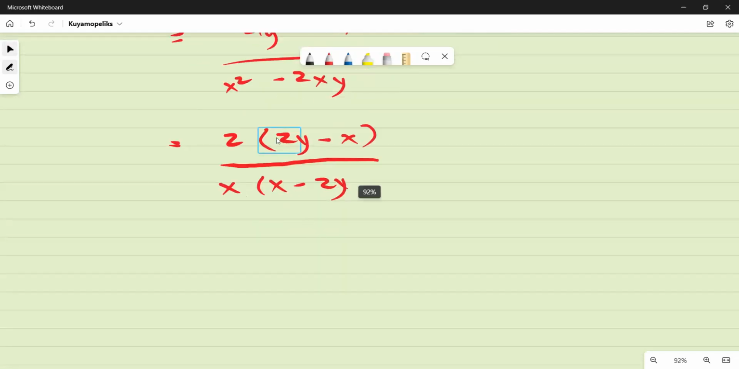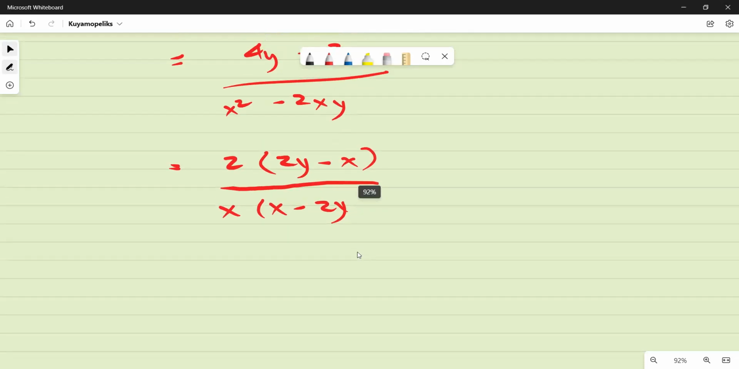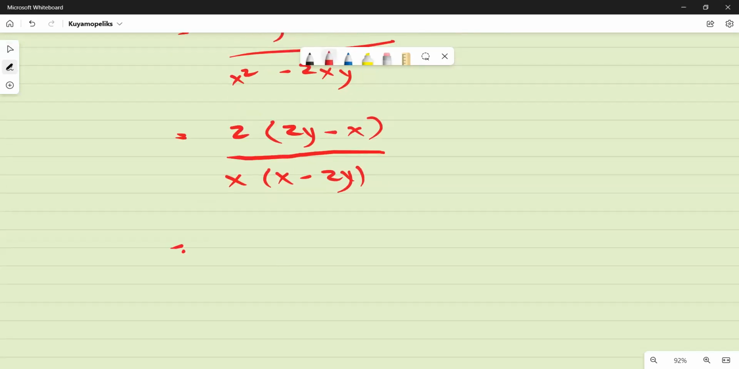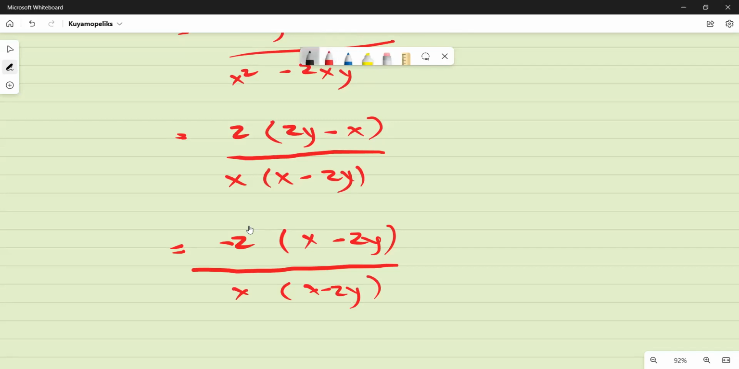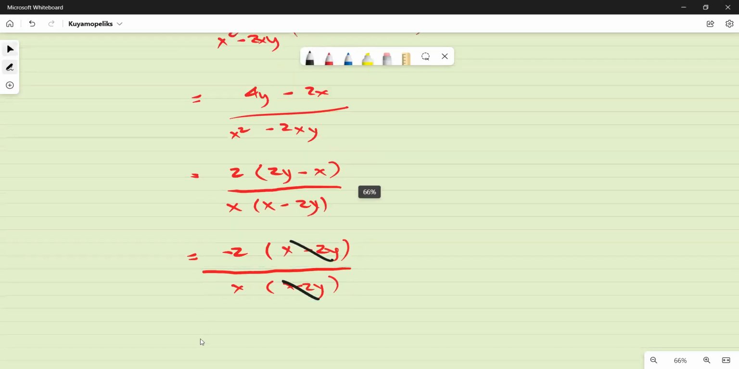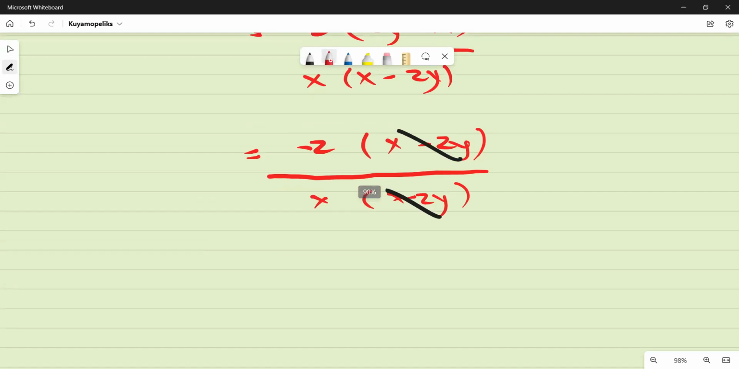Did you notice that this 2y minus x, when I factor out a negative, can become the same as the denominator? It becomes negative 2 times x minus 2y, because distributing the negative gives negative x plus 2y, which is the same as above. Divided by x over x minus 2y. Thus, I can cancel this out. So therefore, my g of x is equal to negative 2 over x.